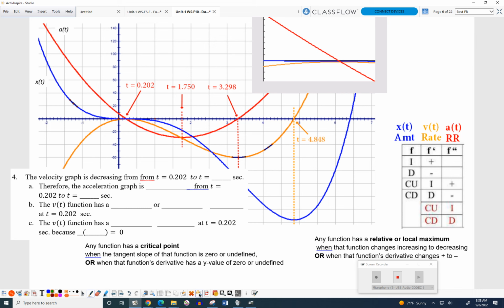So you're right. From this time to this time, every value of the acceleration is positive.